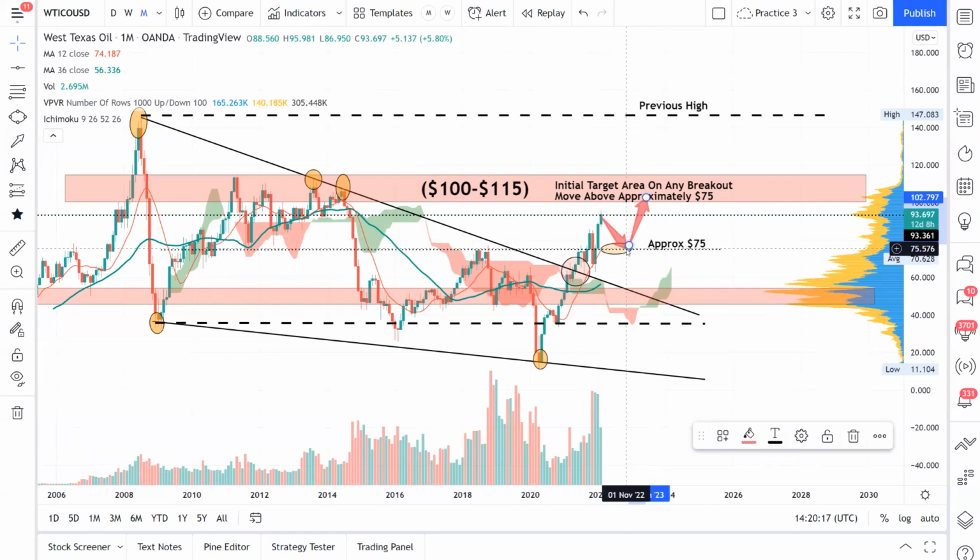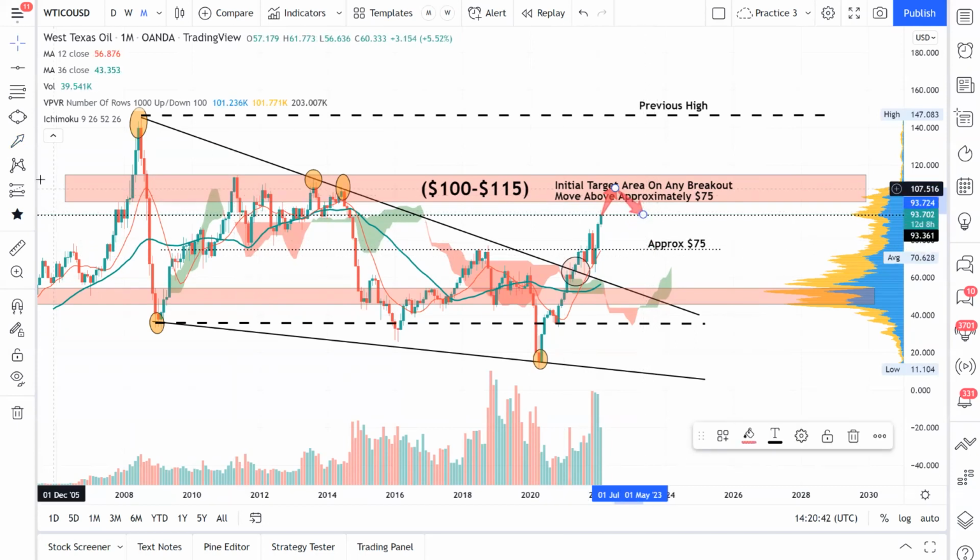Scenario number two would see us reaching the $100 to $115 level fairly quickly without any large or prolonged pullback, and then from that level we'd see some kind of bouncing around either down to this $93 level, or, if there's a larger pullback, down to the $75 level.